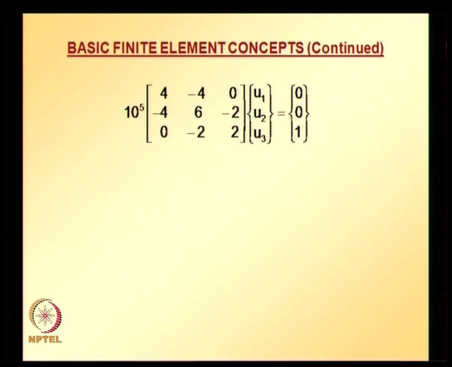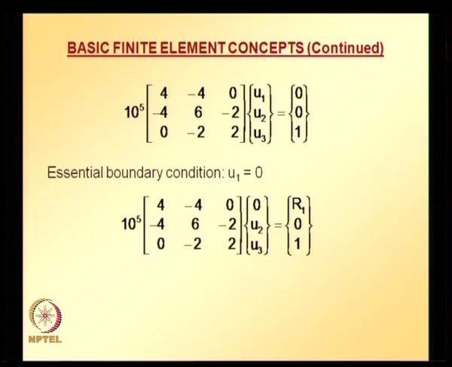And now, after substituting all this, we get this global equation system. Now, we are ready to apply the essential boundary condition. Essential boundary condition is, u evaluated at x is equal to 0 is 0, that is bottom edge is fixed, that is u 1 is equal to 0. So that is substituted. And please note that wherever you apply displacement boundary condition, reaction will be developed. So that is one of the important things that you need to note down.